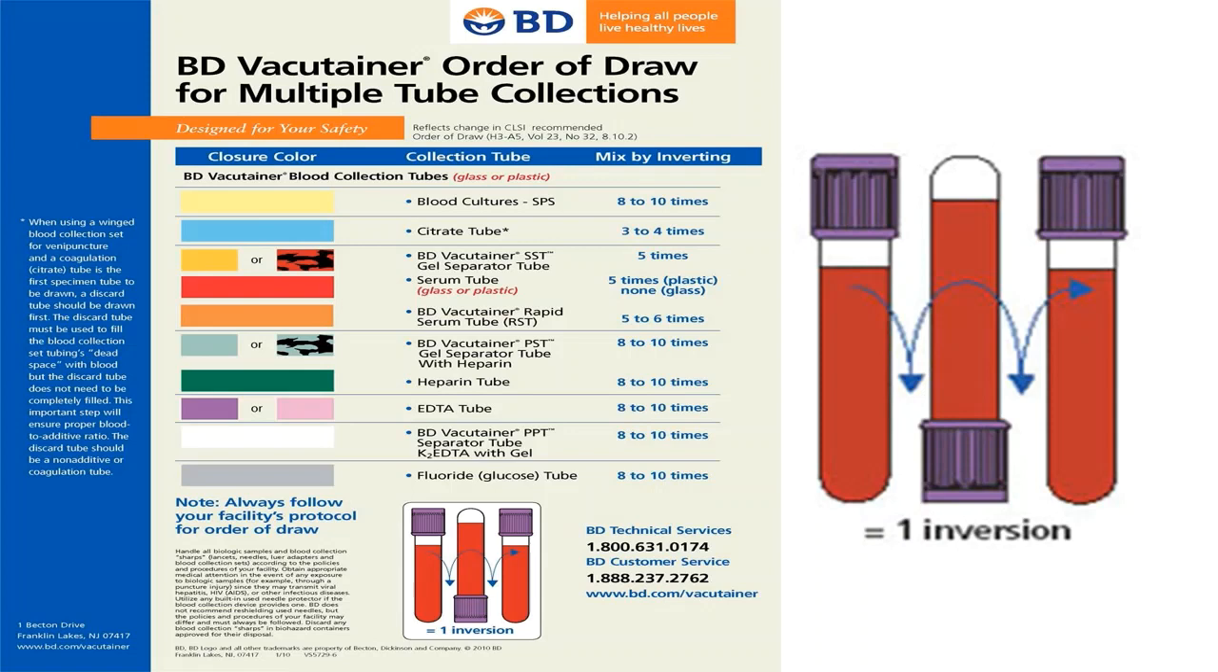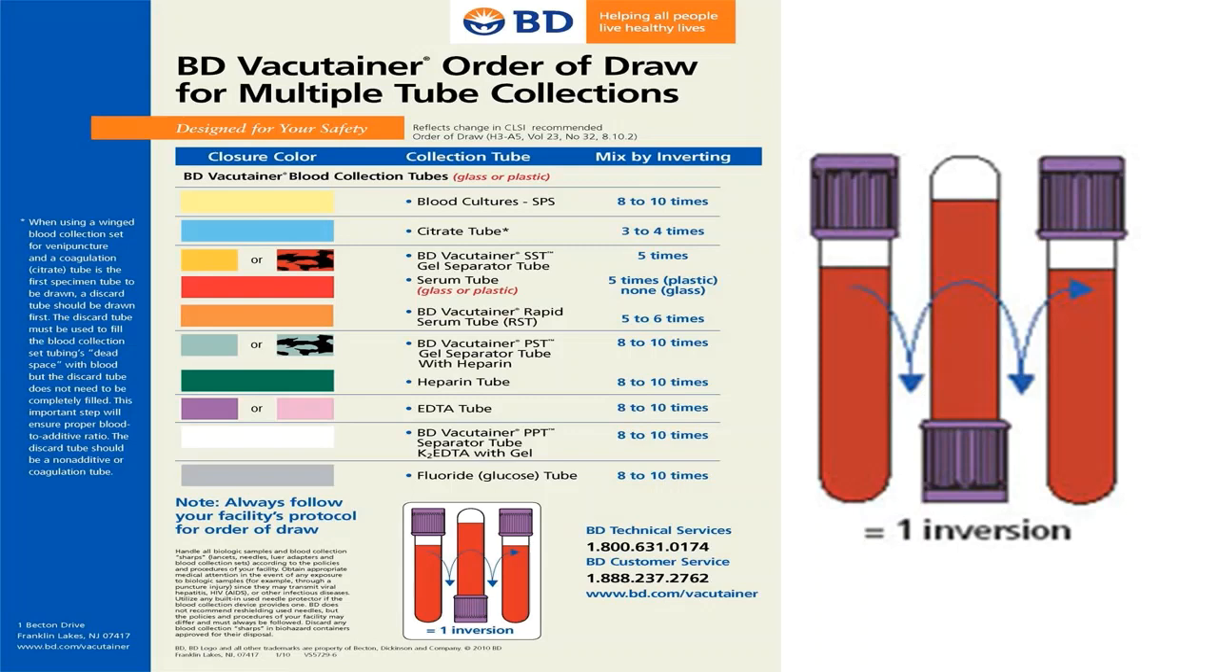Only for the citrate tube, it is 3 to 4 times. So for all tubes, SST, EDTA, glucose fluoride, it should be 8 to 10 inversions, but only for citrate it is 3 to 4 times. Why is it important? In case of inadequate inversion, the anticoagulant and blood mixing will not be proper, and there will be a chance of clots. If you are not mixing the blood properly with anticoagulant by proper inversion 8 to 10 times in the EDTA tube, what will happen?